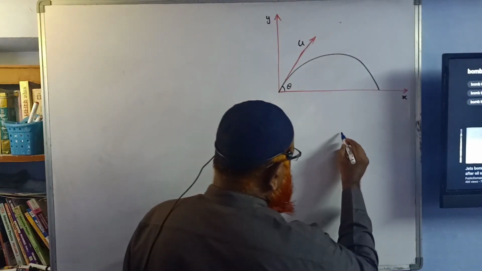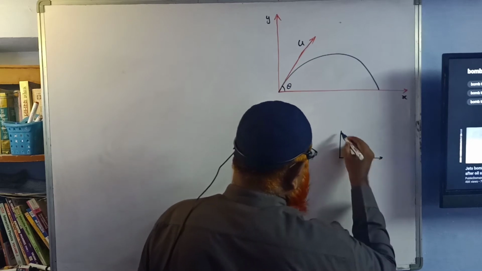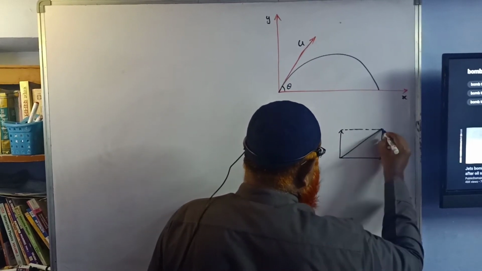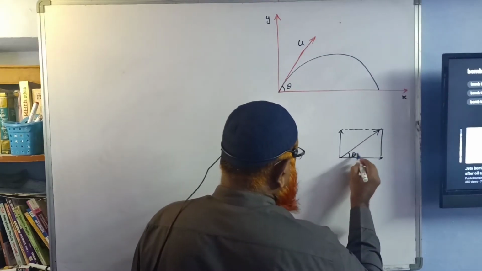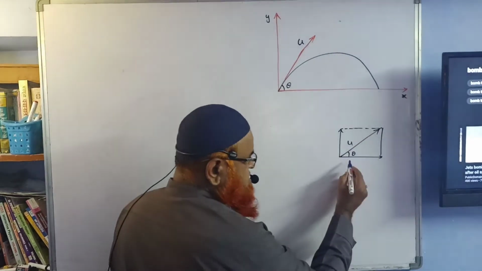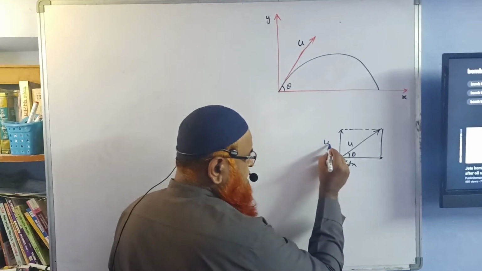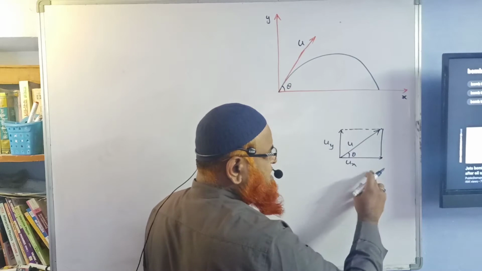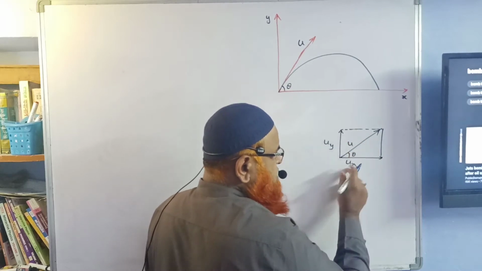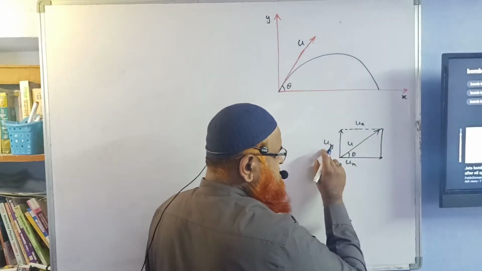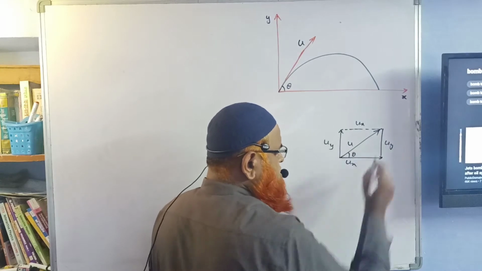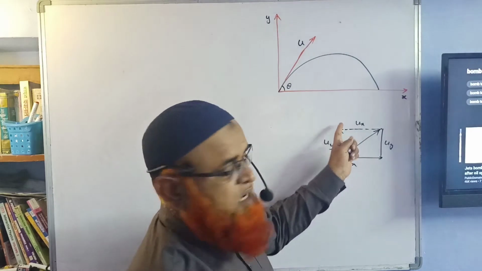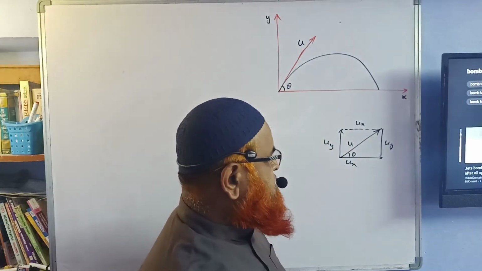What is the meaning of resolution of components here? For example, if a body is thrown at a certain angle to the horizontal, if this is u, this is going to be ux, and this is going to be uy. And this is a rectangle. If this is uy, this is ux, this is also going to be ux. If this is uy, this is also going to be uy.